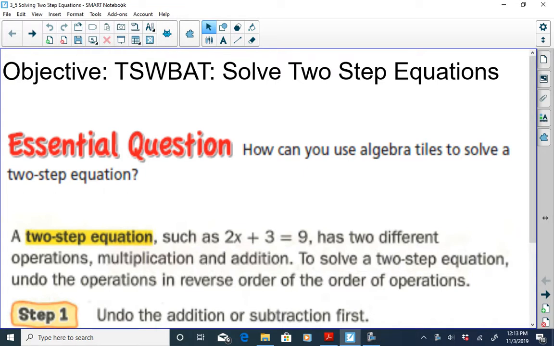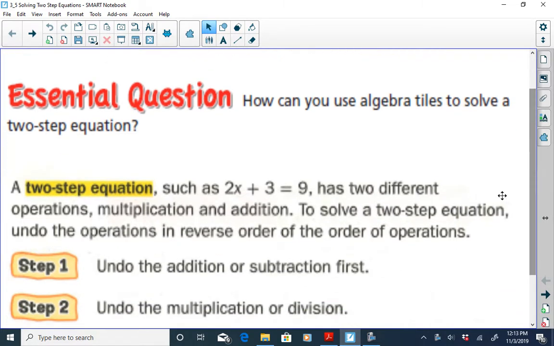Our lesson today is to be able to solve two-step equations. When we solve two-step equations, we want to use the order of operations in reverse. A two-step equation is an equation where you will see two operations.